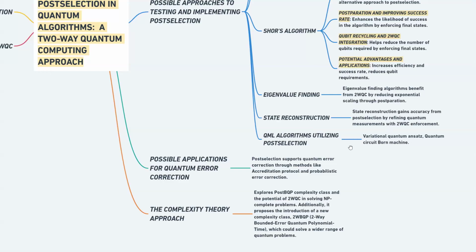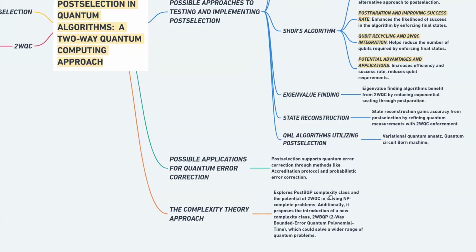Let's now turn our attention to quantum machine learning algorithms. Many quantum machine learning algorithms rely on post-selection, such as variational quantum algorithms or quantum Boltzmann machines. These algorithms could benefit from two-way quantum computing's ability to stabilize quantum states through post-operation. By enforcing both initial and final states, two-way quantum computing could reduce errors and improve the consistency of the learning process, leading to more efficient machine learning models.